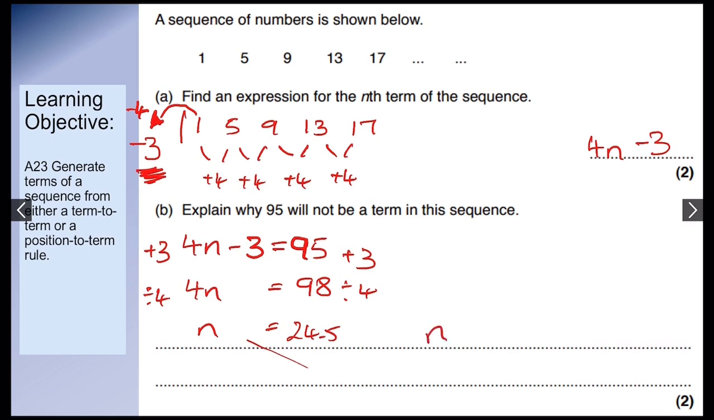The n needs to be a whole number, because it is a term number. It is a position in the sequence. So when you solve that equation, you just need to make sure that n is a whole number. Alternatively, you could do it by working out term number 24, term number 25, and you'd spot that term number 24 is one side of 95 and term number 25 is the other side of 95. So 95 couldn't be in the sequence. All right, so that would be another way of doing it. So make sure when you're doing those, you are taking care.